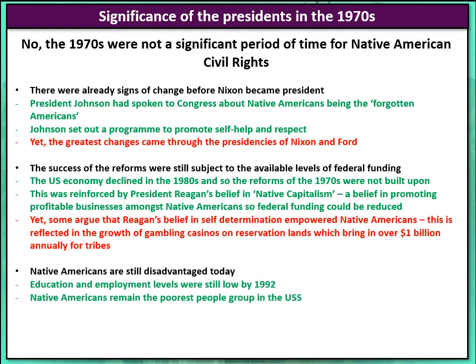The final argument we could make, which again is strong, is that Native Americans are still disadvantaged today despite the legislation of the 1970s. Education and employment levels are still very low by the end of our course in 1992, and even to this day. And Native Americans remain the poorest people group in the USA.